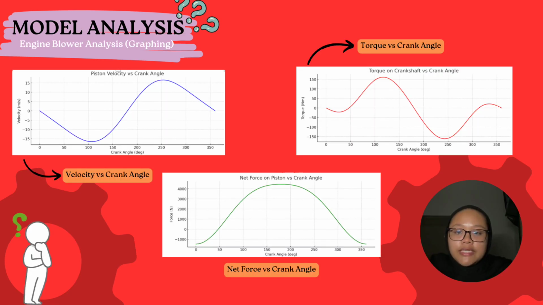Moving on, we now have the graph analysis of our results. The first graph shows velocity versus crank angle, which helps us see how the speed of motion changes throughout the rotation. The second graph is torque versus crank angle. It tells us how much turning force is produced at different points. The third graph is net force versus crank angle. This graph shows the total force acting on the components during a full rotation. These graphs are useful to visualize how performance varies and to spot any points of high stress or inefficiency.